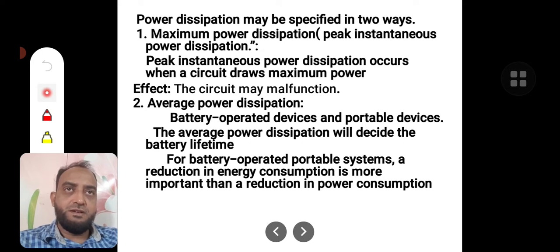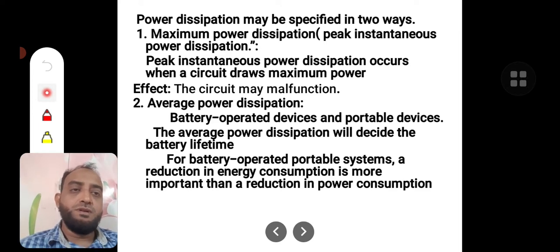power will be moderate. So for battery operated devices, portable devices like laptops, mobiles and all, this average power dissipation is concentrated on much. It should be less. If this is not less, the battery will drain very soon, which is not suitable for portable devices.